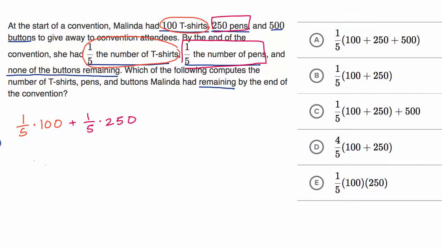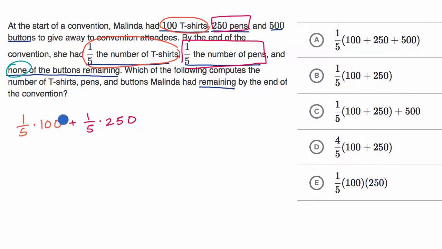And then how many buttons? Well, they tell us that she is left with none of the buttons remaining. So 0 buttons. Or we don't even have to write that. We could just write it like this, because if you add 0, it obviously doesn't change the quantity. So let's see, do we see 1/5 times 100 plus 1/5 times 250 over here?